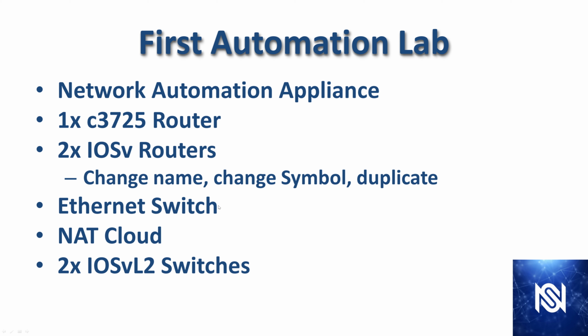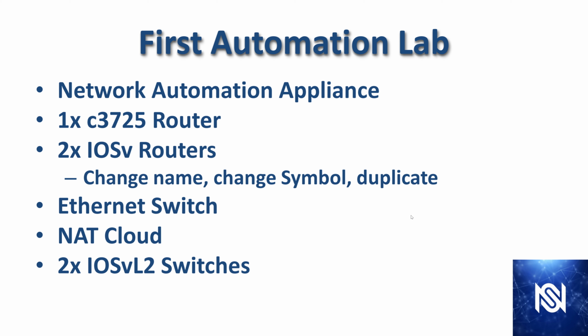Nothing needs to be configured on the Ethernet switch. It's just the main central device of this particular lab that everything connects to. And then I pull on a NAT cloud, which will allow us to give DHCP to the network automation appliance. And then I pull on two of the IOSv layer 2 switches. So then I use the connector tool to connect everything to the Ethernet switch. And then I power everything on.